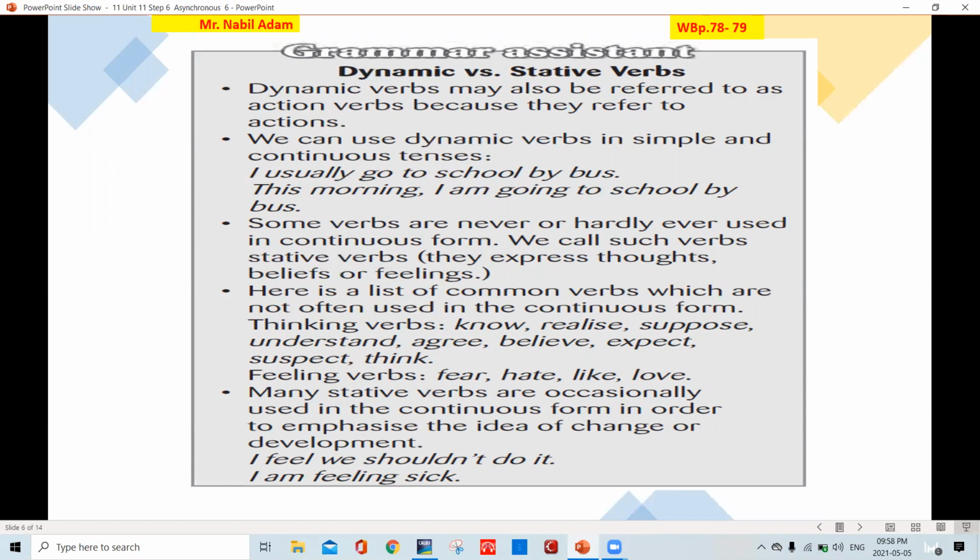I think it will rain. It means I expect it will rain. I'm thinking of buying a new car. It means I consider.